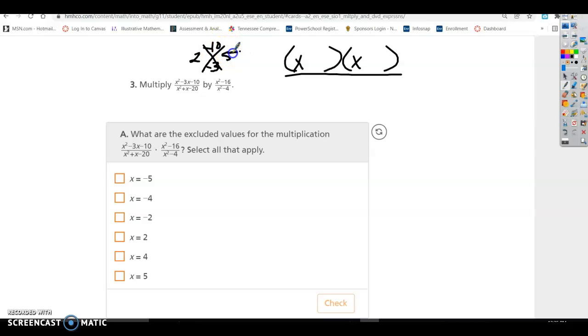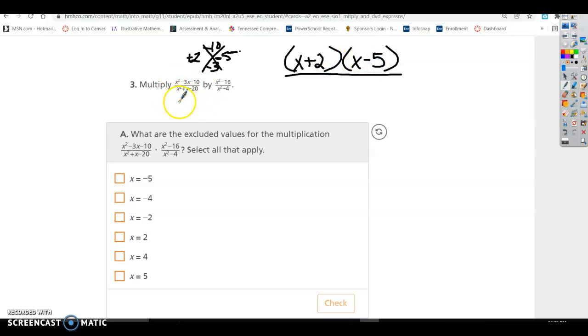So 2 times 5 multiplies to give me 10, and there's 3 apart. I need a negative 3, so it's going to be a negative 5 and a plus 2. 2 times negative 5 is negative 10. 2 plus negative 5 is negative 3. So I know my factors are going to be x plus 2 and x minus 5.